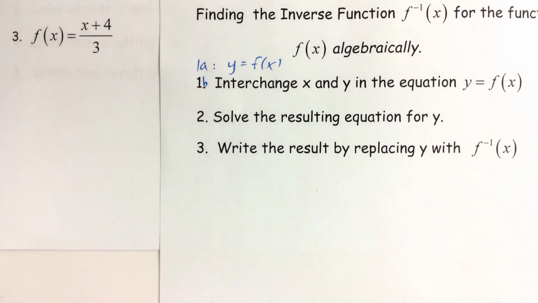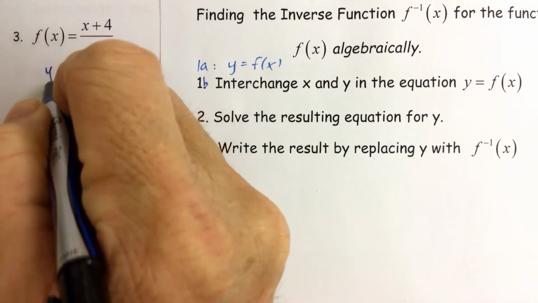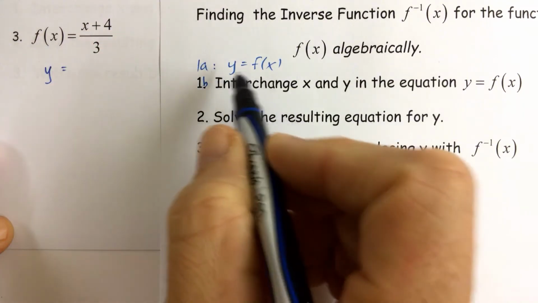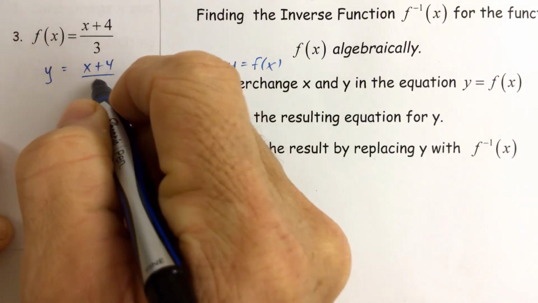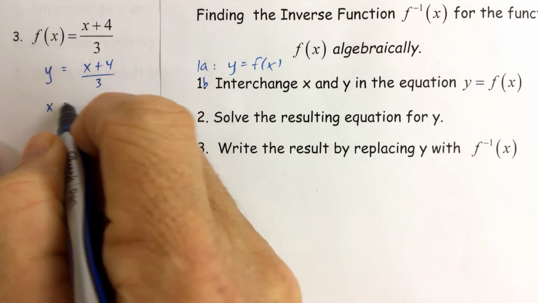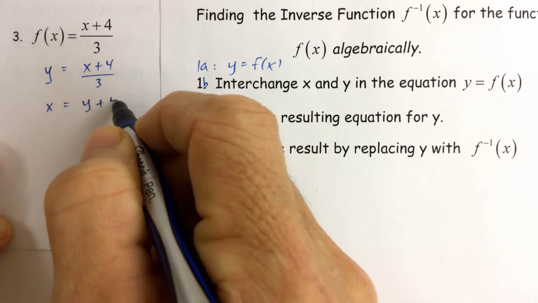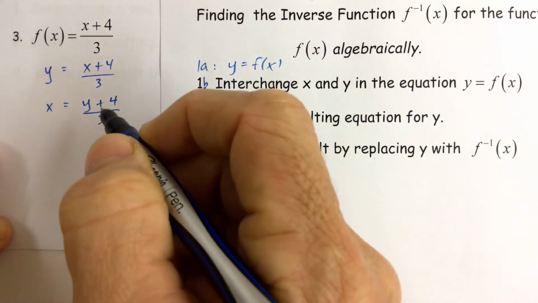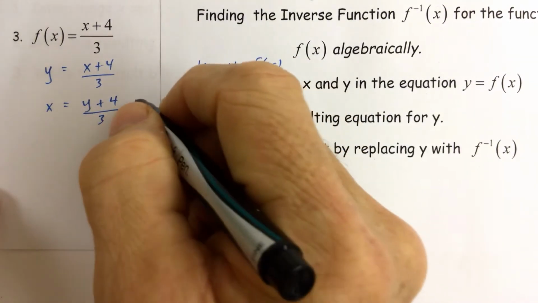Example 3, even though you see a fraction here, I still urge you to pause the video and try this one on your own. 1a, we write a y instead of the f of x. 1b, we interchange x and y, so every time we see a y, we put an x. Every time we see an x, we put a y.